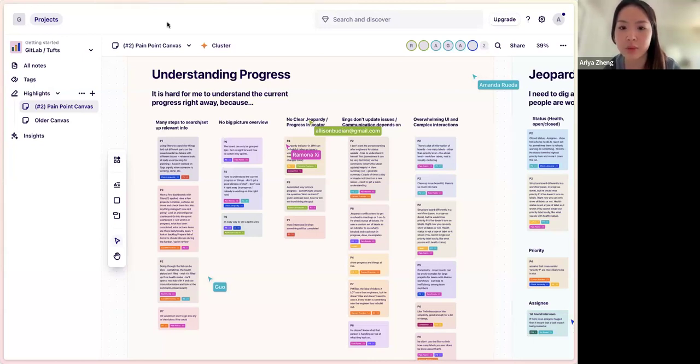So maybe the problem is one, there's too much noise on the board, and second, they don't see the relevant stuff right away. So that's my number one. And then my number two is kind of related to many steps to search for setup info. So that's a symptom of a problem. Maybe the deeper issue is that there isn't a sprint timeline or calendar view that can help them understand the timeline of things easily.